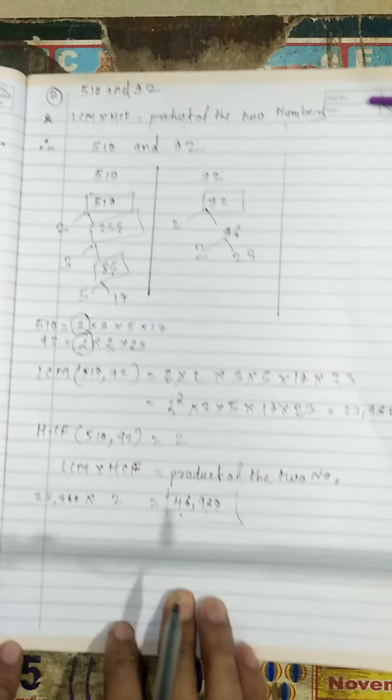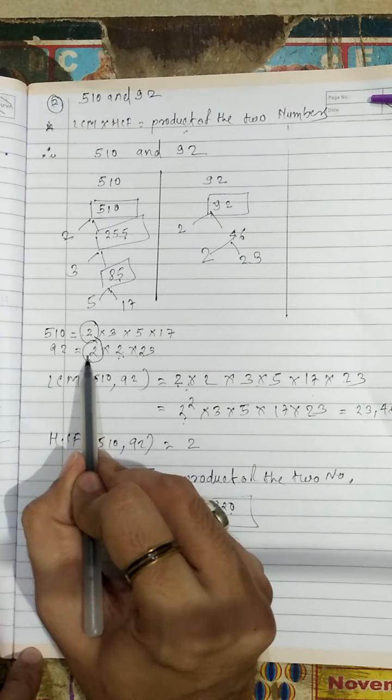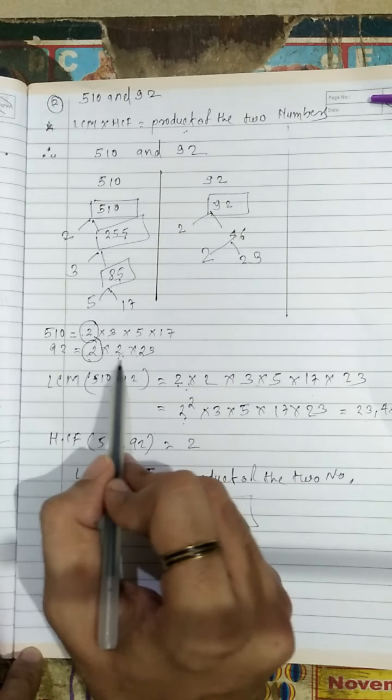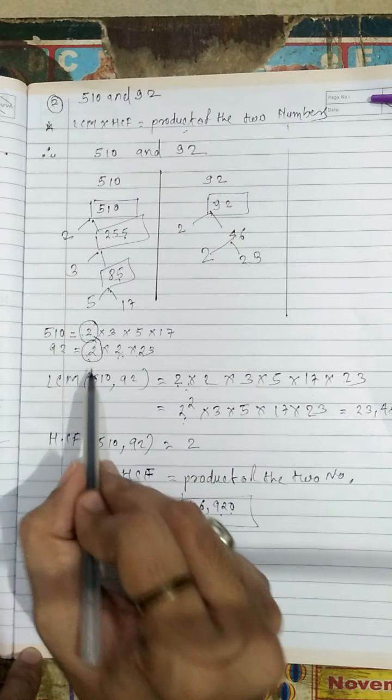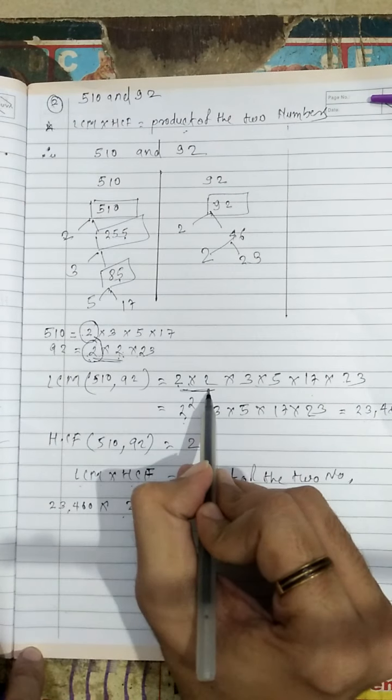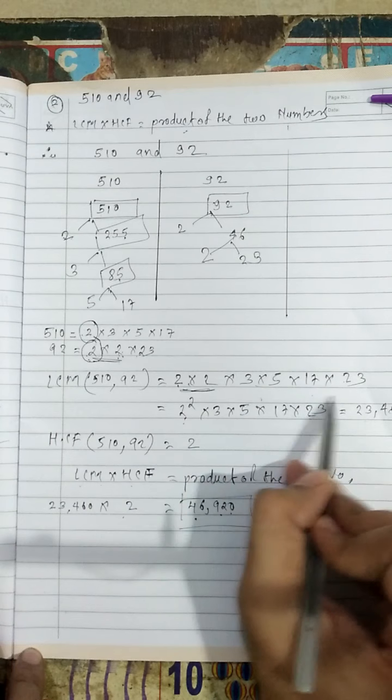Specially, you understand this 2 multiplied by 2 and 2. See how many 2s? Three times this 2. But I am writing here a pair. This pair I am writing here. In this, the extra 2 I do not write here.